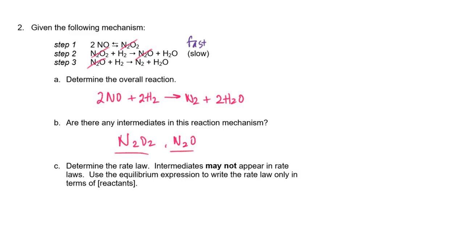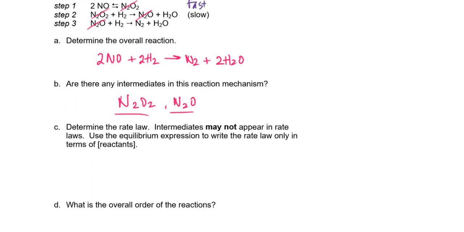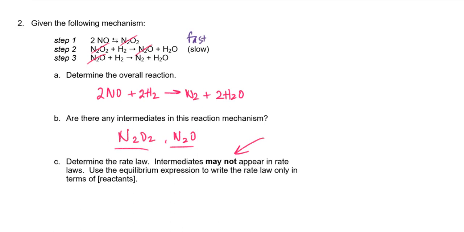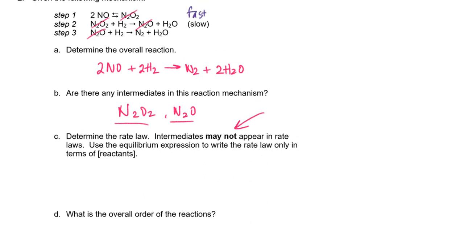These are my intermediates. Now, they want us to determine the rate law, and they warn us that I cannot express my rate law in terms of an intermediate concentration. And that makes sense, since intermediates sometimes can be very difficult to isolate. And so it would make no sense to express a rate law in terms of a concentration of something that I can't typically determine.